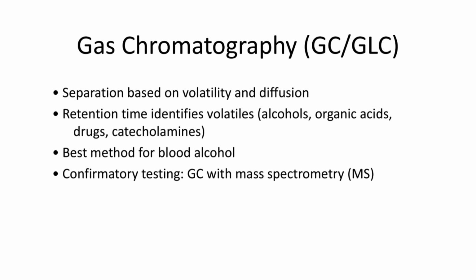Gas-liquid chromatography and gas chromatography depend on sample volatility and the rate of diffusion into the liquid phase or inert carrier gas. Retention time is used to identify volatile compounds such as methanol, isopropyl alcohol, organic acids in urine, drugs, and catecholamines. This is the best method for measuring blood alcohol. For confirmatory testing of regulated drugs of abuse, gas chromatography must be combined with mass spectrometry.